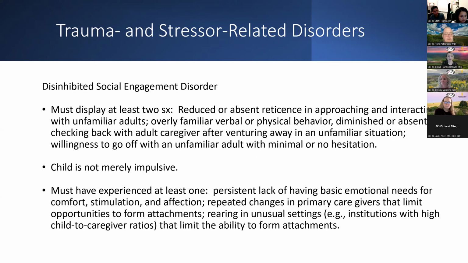So they must display at least 2 symptoms, including reduced or absent reticence in approaching and interacting with unfamiliar adults, or overly familiar verbal or physical behavior, diminished or absent checking back with the adult caregiver after venturing away in an unfamiliar situation, or willingness to go off with an unfamiliar adult with minimal or no hesitation. This is not due merely to the child just being impulsive. And again, like with reactive attachment disorder, the child must have experienced something in their early history that would lead them to engage in these behaviors.